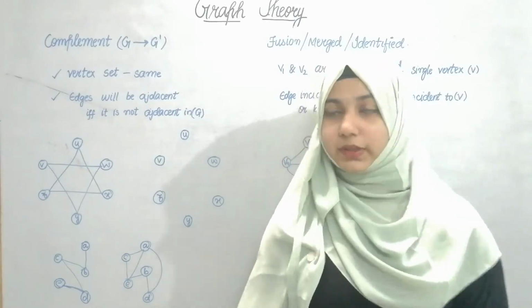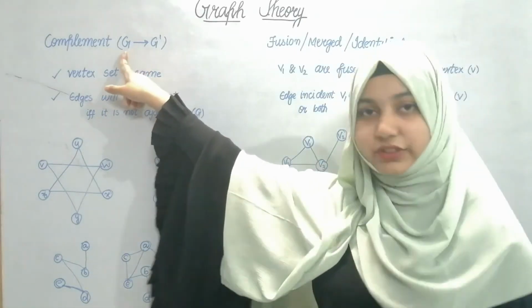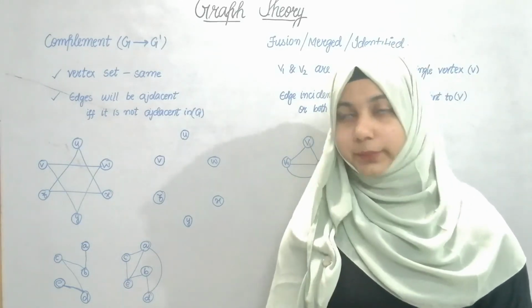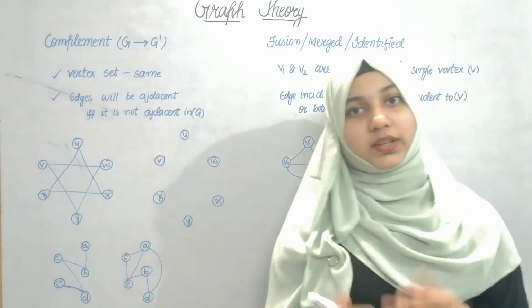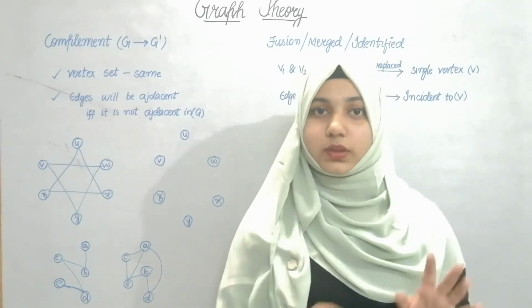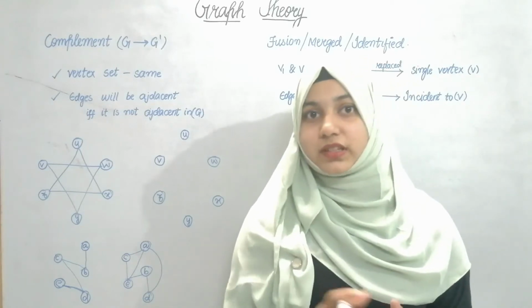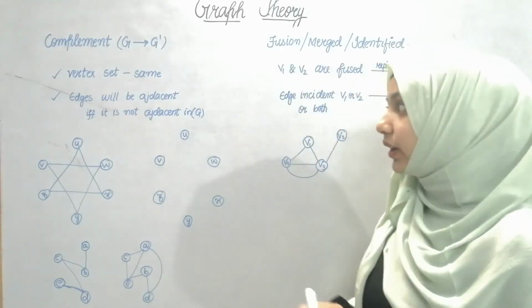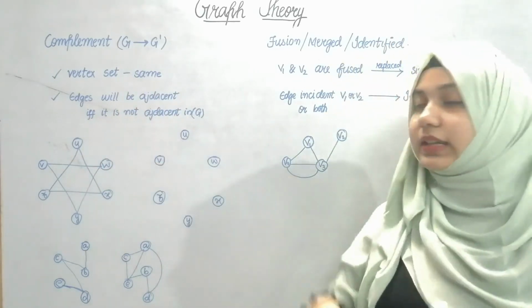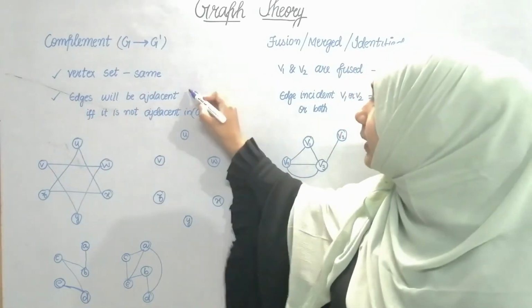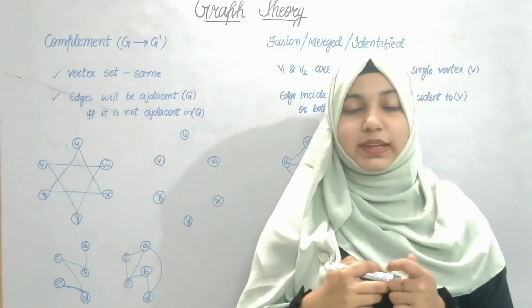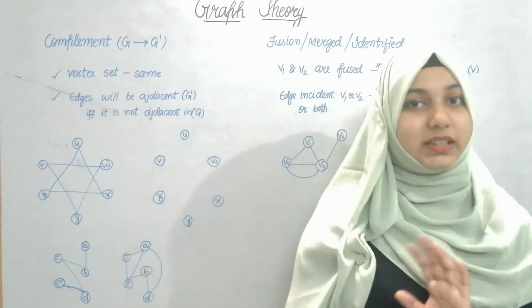Okay, the next is complement. Complement of a graph means what? Suppose G is a graph given to you. The complement of this graph is denoted with G dash. Okay, next. Now what happens in complement? The vertex set will remain as it is. When you're doing complement of a graph, the vertex set will remain as it is. The only difference comes in edges. How will you draw the edges? The edges will be adjacent in G dash if and only if they are not adjacent in G. Okay, G dash will have only those edges which are not in G.